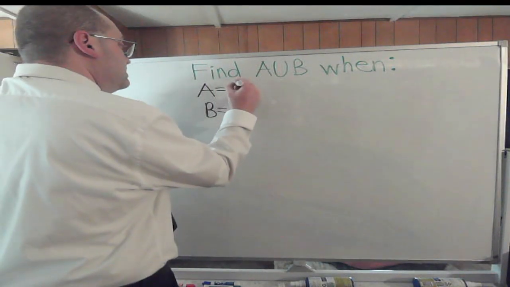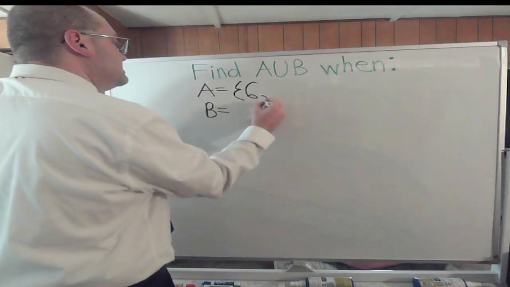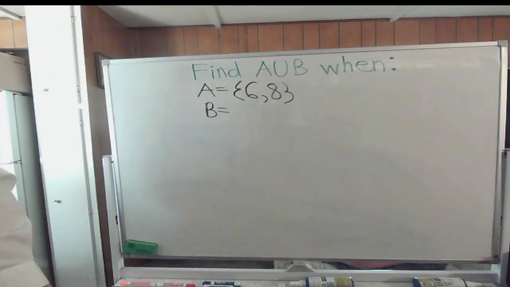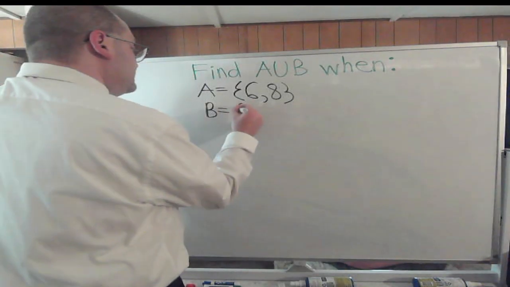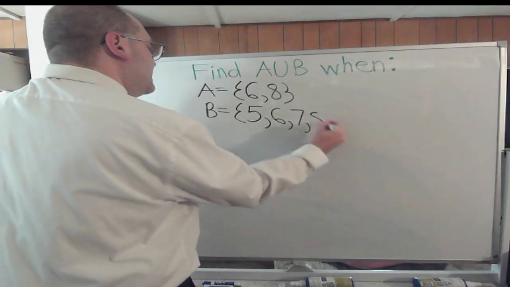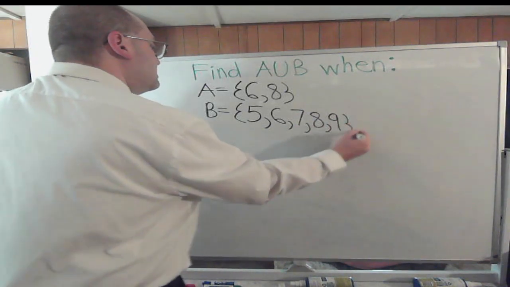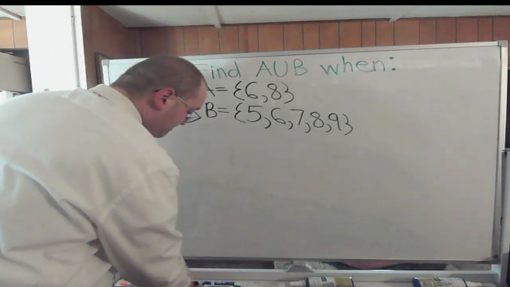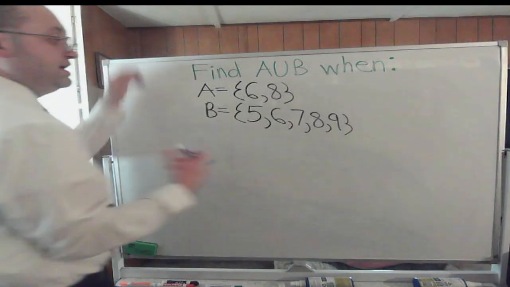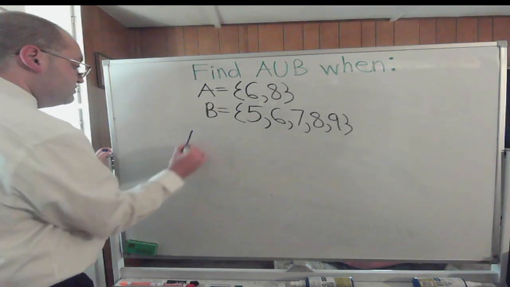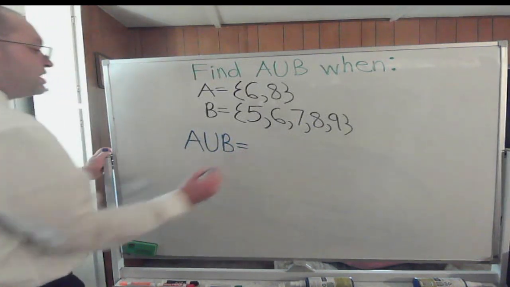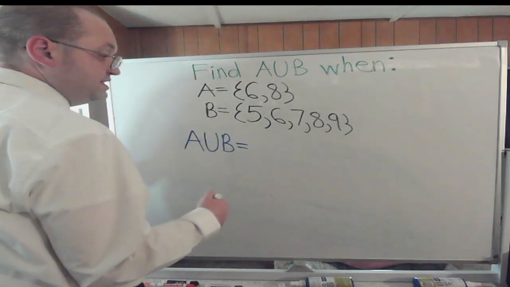Alright, set A only contains two members, 6 and 8. Set B contains the set of 5, 6, 7, 8, and 9. So we have set A, which contains 6 and 8. Set B contains 5, 6, 7, 8, and 9. We still want to find the union of the two sets. So we're going to take A in union with B. Now look for your smallest number between the two sets, because we got to combine the sets.